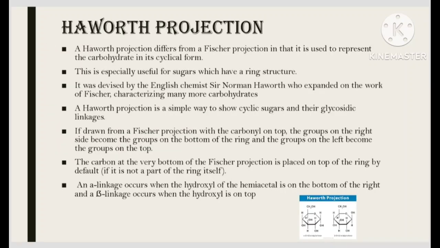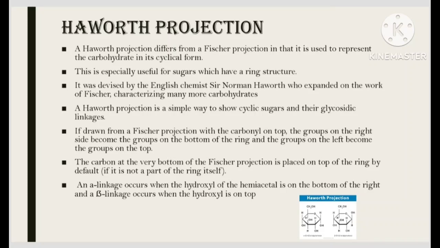Haworth projection. A Haworth projection differs from a Fischer projection in that it is used to represent the carbohydrate in its cyclical form. This is especially useful for sugars which have a ring structure. It was devised by the English chemist Sir Norman Haworth, who expanded on the work of Fischer, characterizing many more carbohydrates. A Haworth projection is a simple way to show cyclic sugars and their glycosidic linkages.